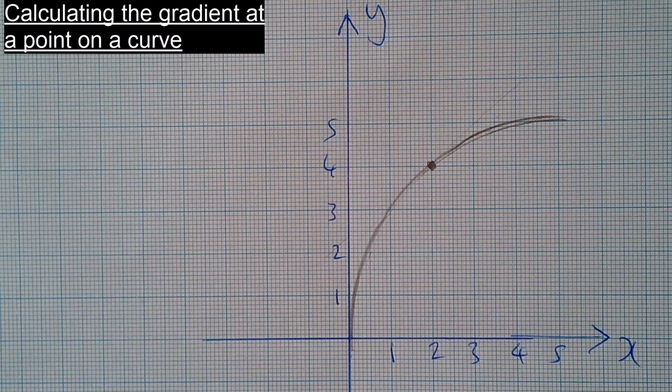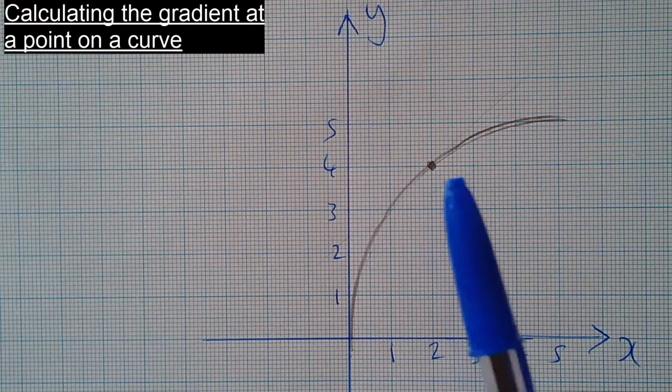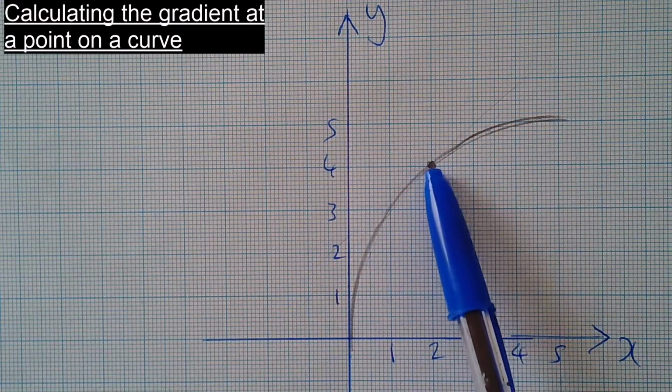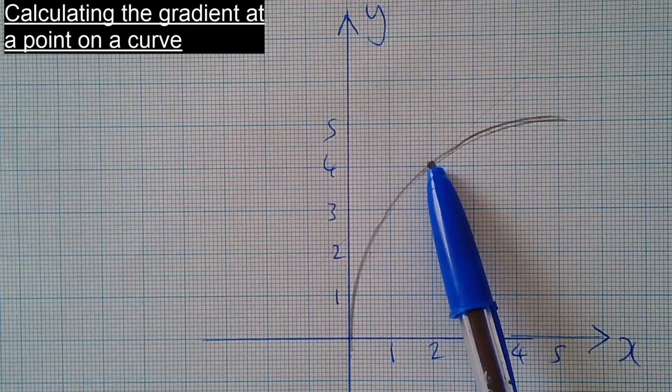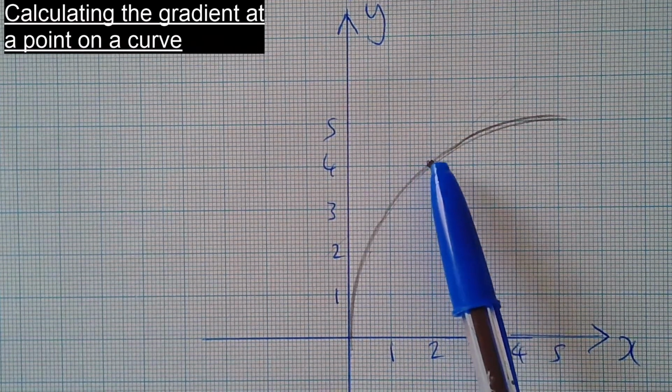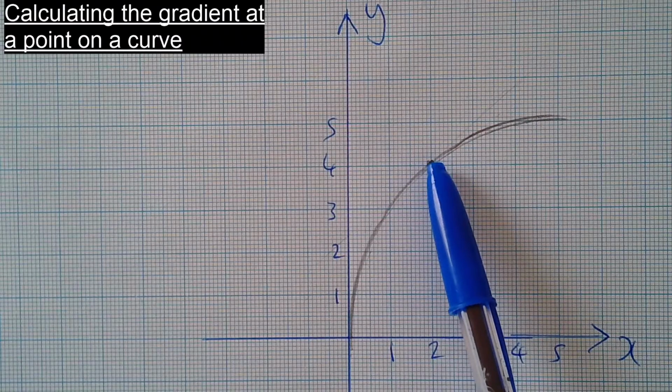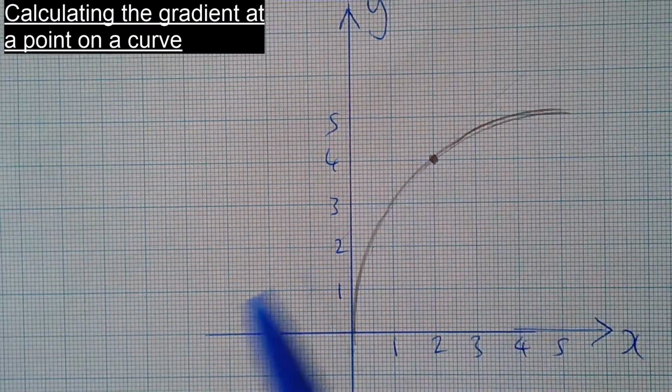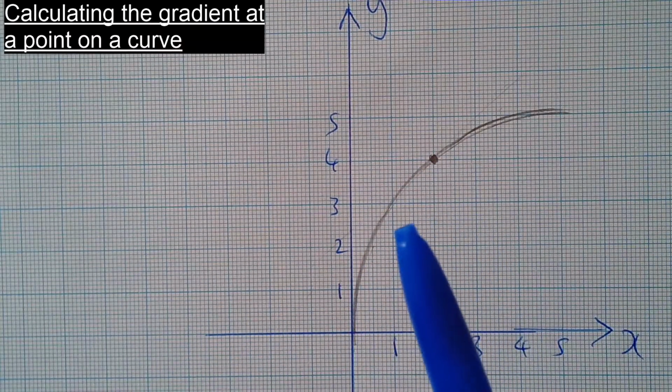Right, suppose I want to calculate the gradient at a particular point on a curve, like for example this point here at x equals 2. So I want to measure how steep this particular point is on the graph. Remember, gradient is a measure of steepness.